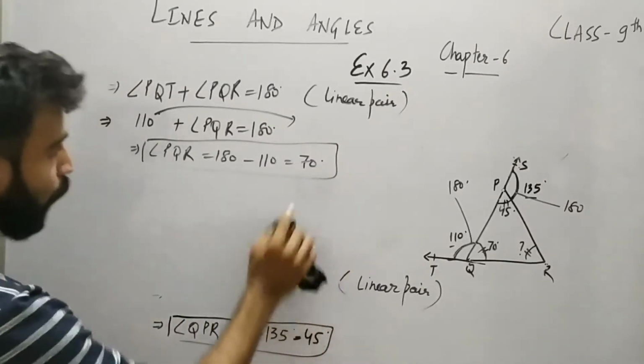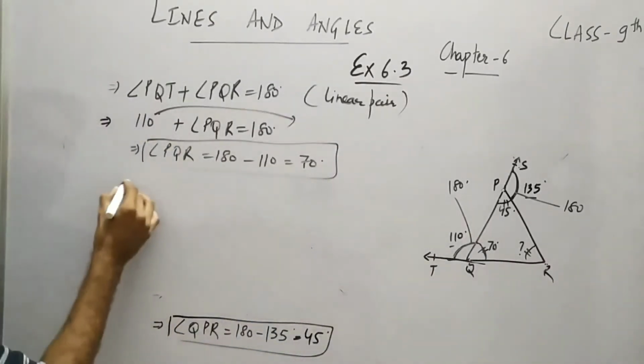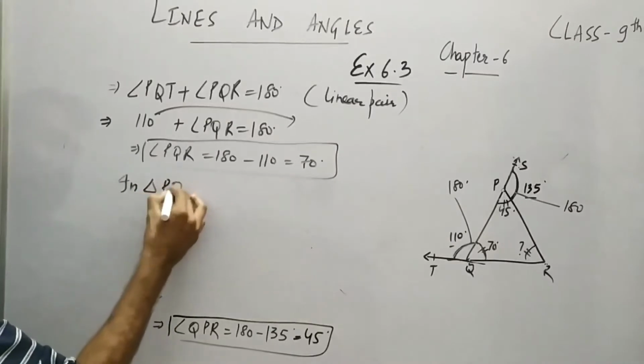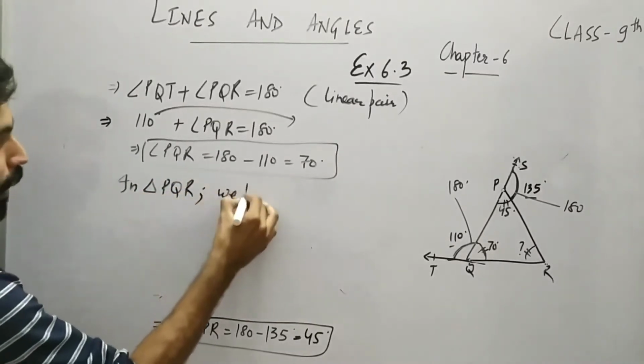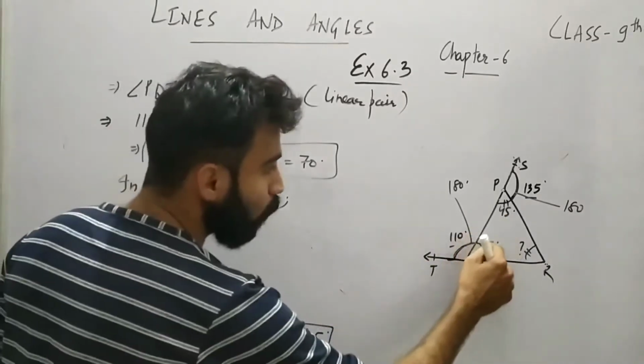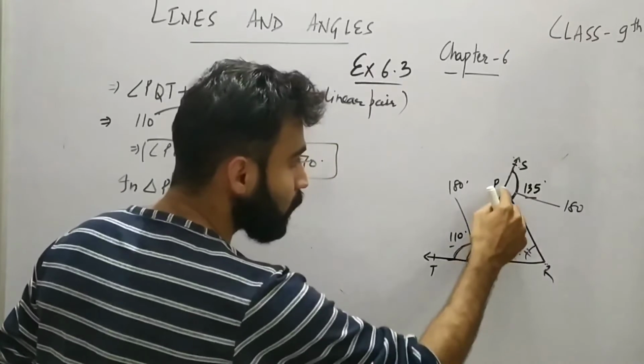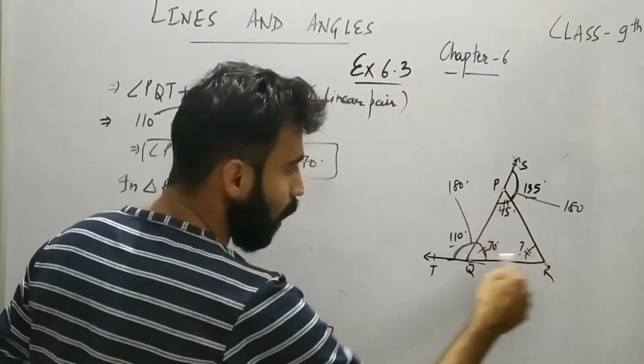So we only need two angles, right? These ones. So there is no need of other things. So in triangle PQR, I'm going to simply add all the three angles. So this angle is QPR, this angle is PQR, and then PRQ.